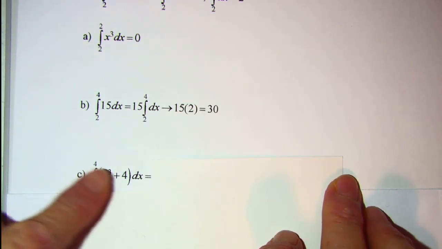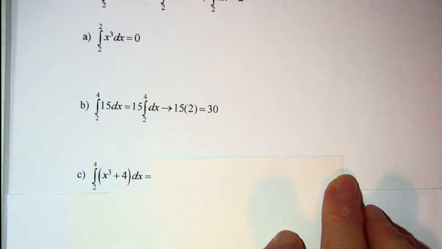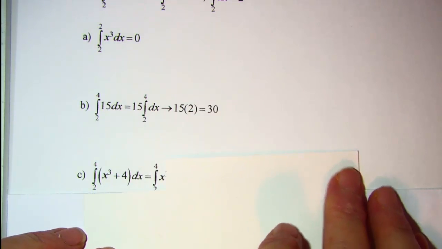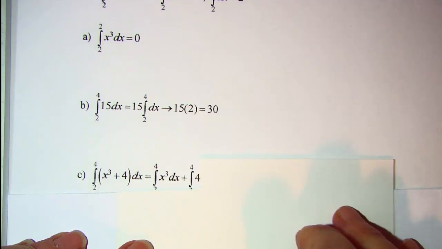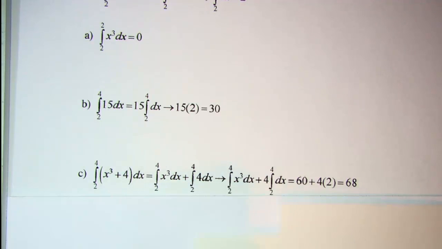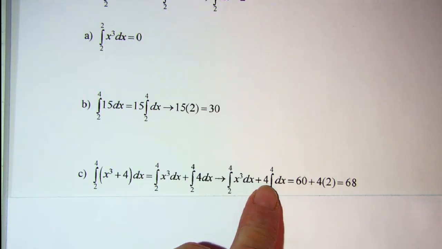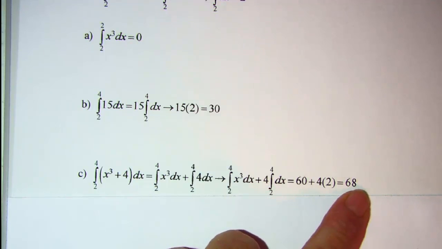In this one, we're going to split this up into two parts. And so we can write the integral from 2 to 4 of x cubed plus the integral from 2 to 4 of 4. We know that the integral of x cubed is 60, and then we can take this 4 out in front of the integral, and that integral we were given is equal to 2. So we have 60 from this one plus 4 times 2. So we get 68.